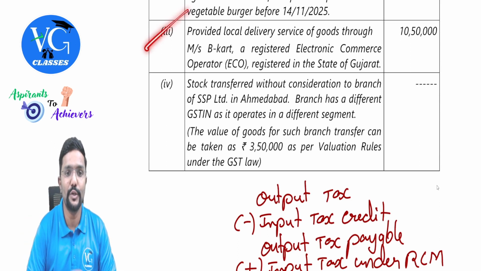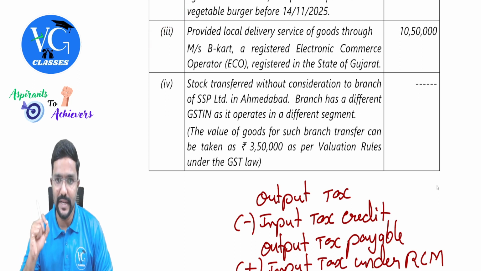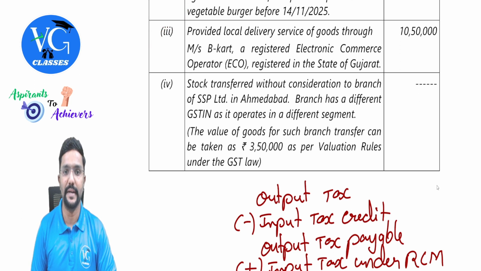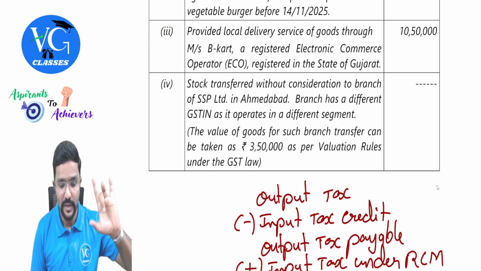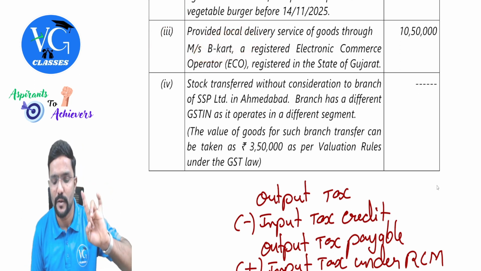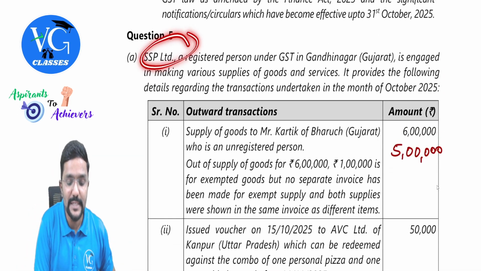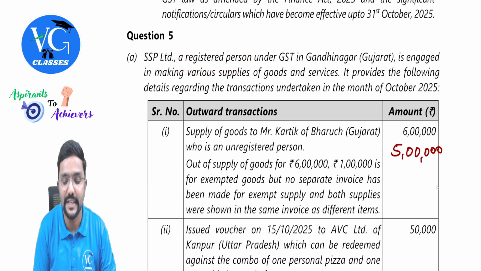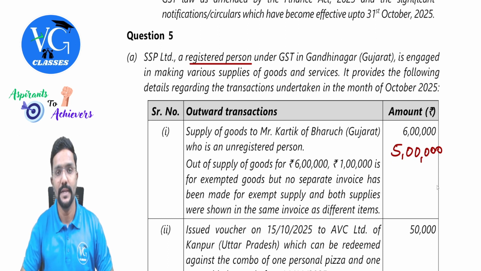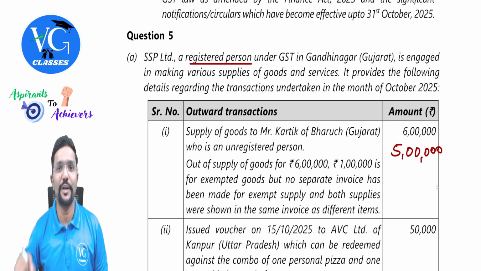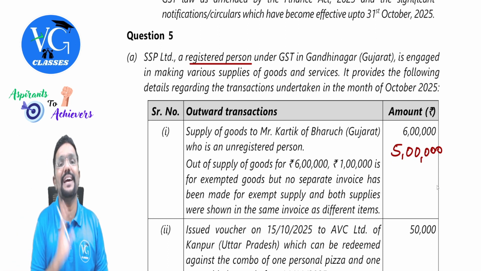Coming to third point, provided local delivery service of goods through BCAT, a registered electronic commerce operator registered in the state of Gujarat. Okay. Sir, BCAT, who is the electronic commerce operator, is registered in the state of Gujarat. But who is the supplier? Supplier is SSP Limited. Are they registered under GST? Yes, they are registered under GST. So in case of local delivery service, if the supplier is registered under GST, they will pay tax under forward charge mechanism, guys. So should e-commerce operator pay? No, the supplier has to pay.